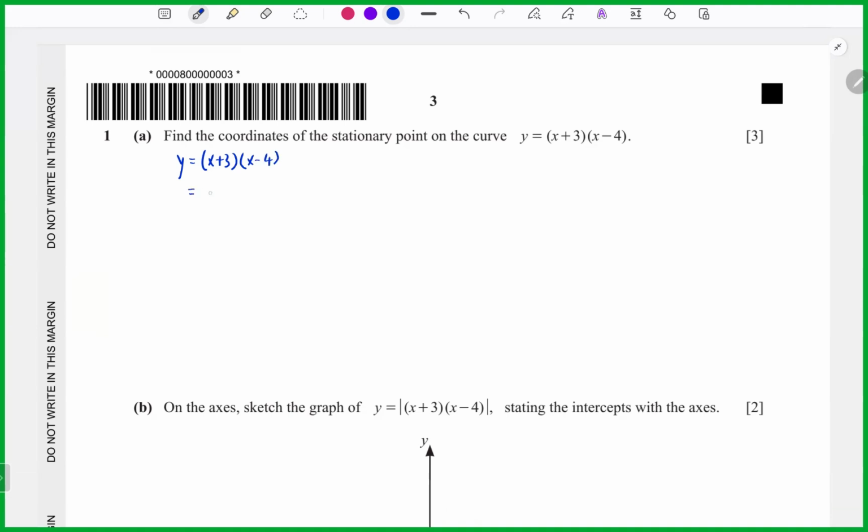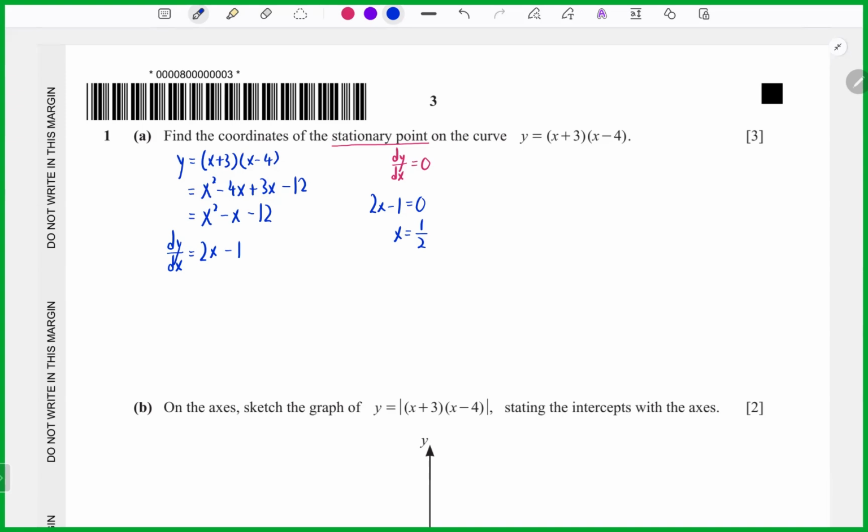Now we start to expand, so you will get x squared minus 4x plus 3x minus 12, which equals x squared minus x minus 12. Because the question says find the coordinates of the stationary point, when you see this keyword, you can use dy/dx equals 0. So you get dy/dx equals 2x minus 1. Take 2x minus 1 equals 0, so x equals 1 over 2.